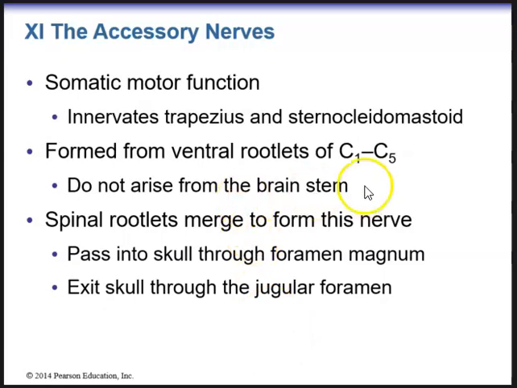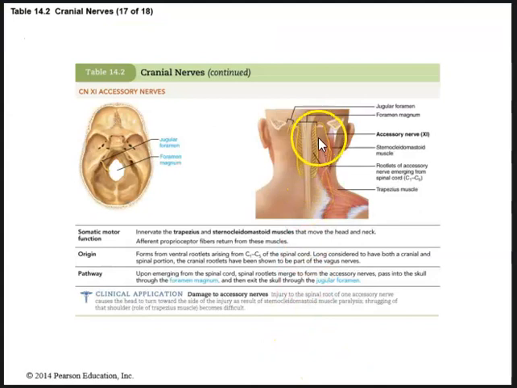It's formed from the ventral rootlets of C1 through C5, and does not arise from the brainstem. We saw where it was on the back, not really the brainstem, but along those roots. So spinal rootlets merge to form this nerve, pass into the skull through the foramen magnum, and will exit the skull through the jugular foramen. So we can see the rootlets emerging from the spinal cord, okay, not the brainstem.